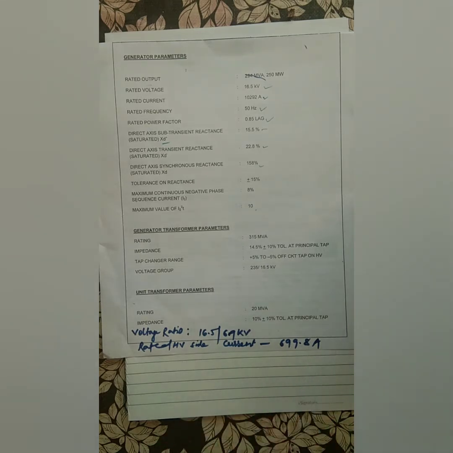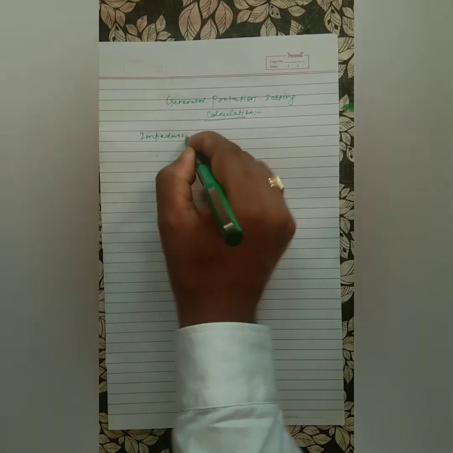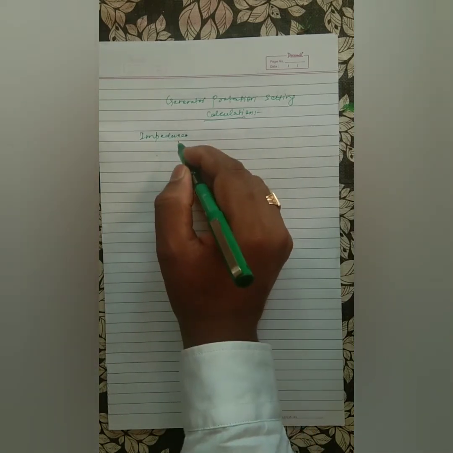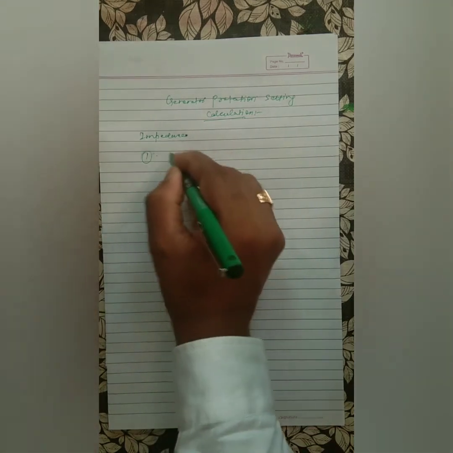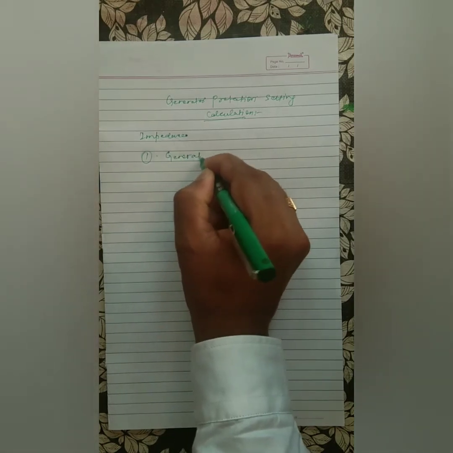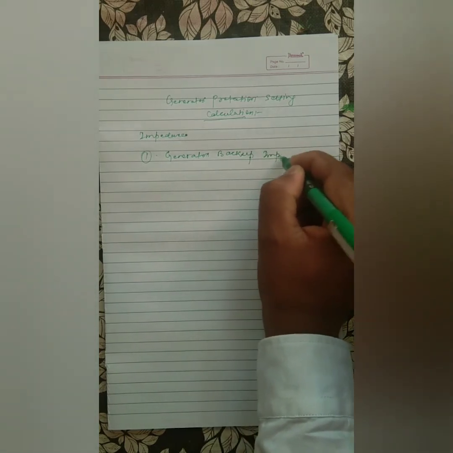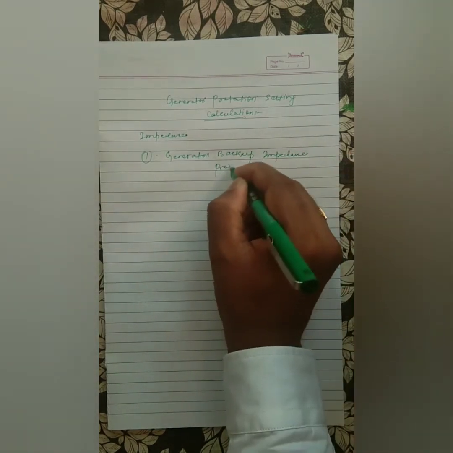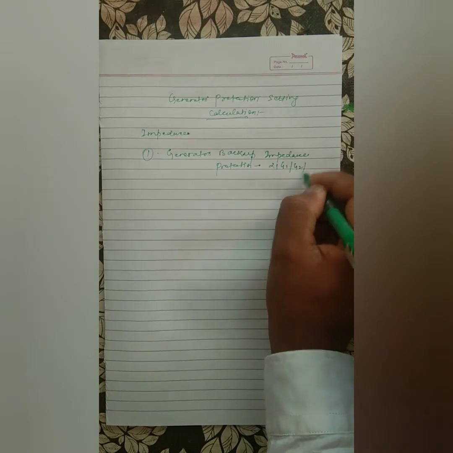So we have already reviewed all the parameters of the generator transformer and UAT. Now we will start calculating the generator setting calculations. Impedance of GT. So we are going to calculate the first protection setting, which is generator backup impedance protection. That is 21 G1 G2.